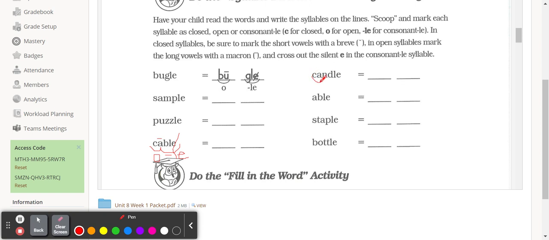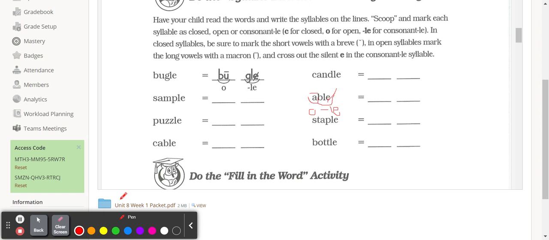column next. We have can, dull. Can is a closed syllable with that short A. Dull is a consonant-LE with that silent E crossed off at the end. All right, got to clear my screen again and move on to the next word. We have the word a, by itself, ble. A is a long vowel, that's open. And ble is consonant-LE with a silent E crossed off at the end.